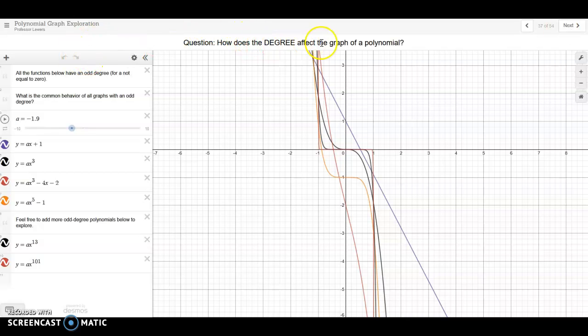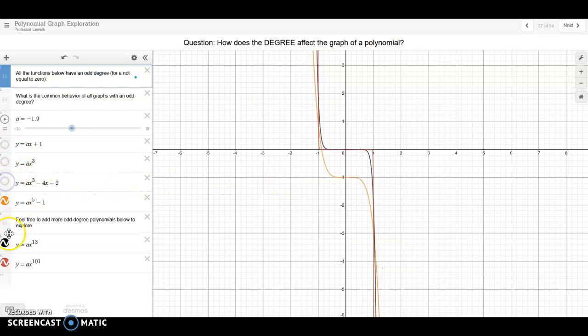So we're still looking at the degree and how that affects the graph. We looked at even on the last slide. Now what happens with odd degrees? We noticed with the even degrees, the end behavior was the same on both sides. I can look at one graph at a time and see my end behavior is in the opposite direction now. So on the left, it's going up, and on the right, it's going down.